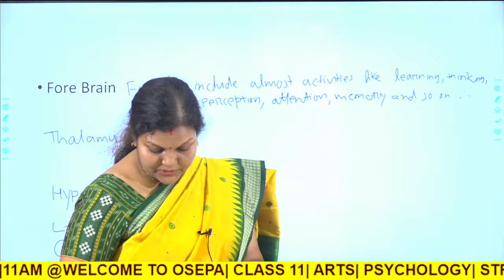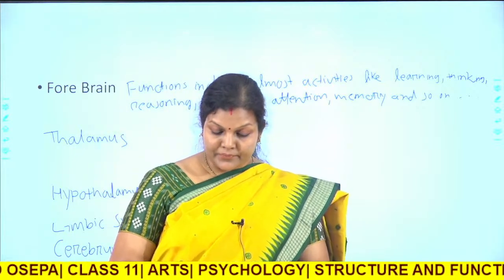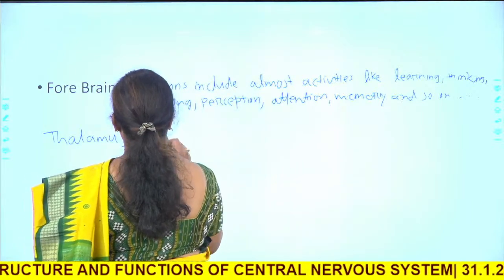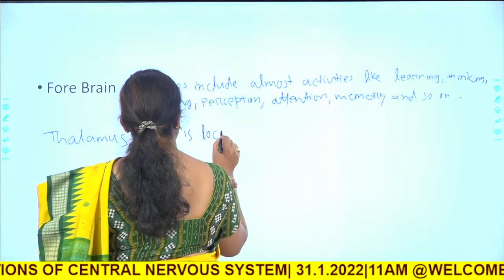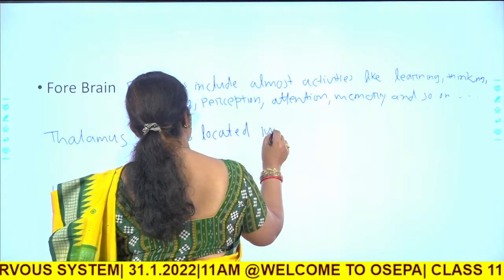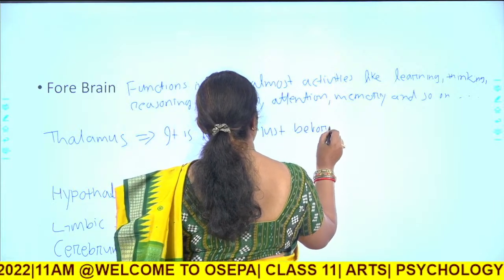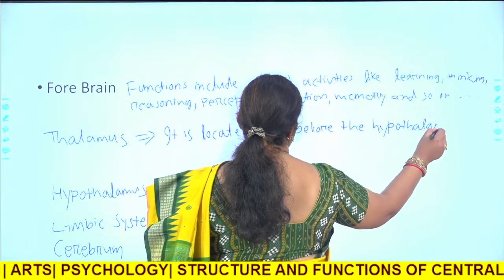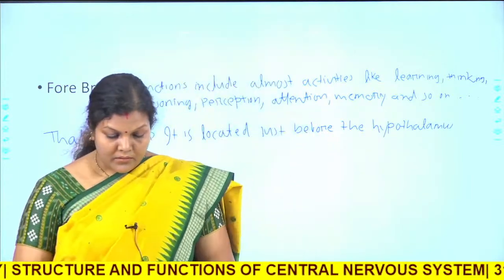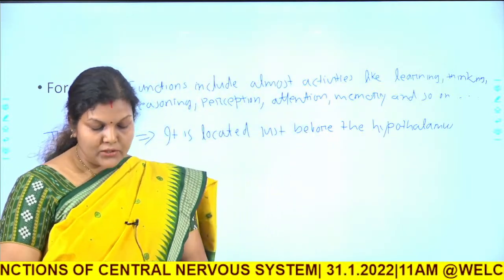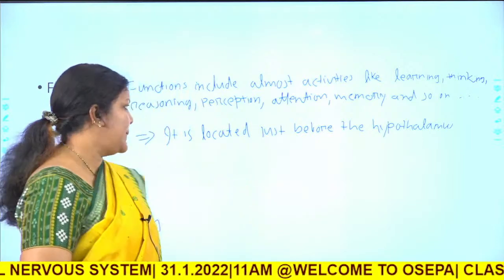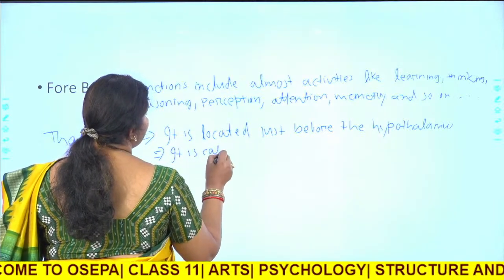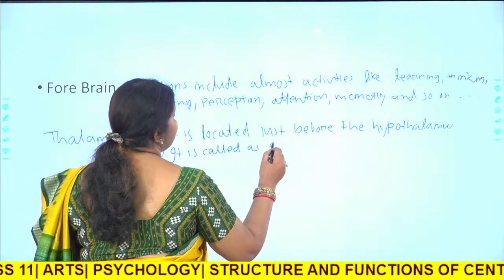First let's start with the thalamus. It is located just before the hypothalamus. It is otherwise called the great relay station of the brain.